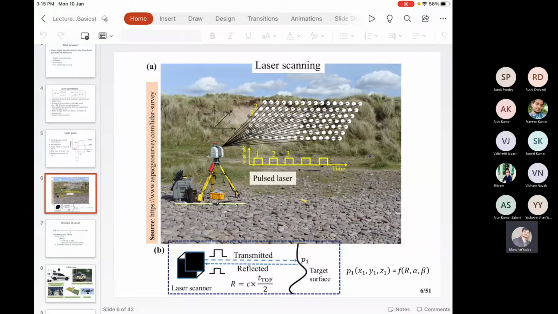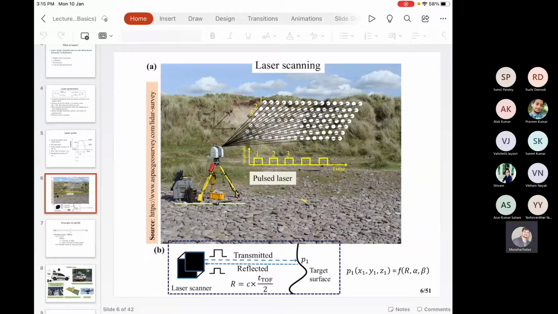So we discussed the basic concept of LiDAR, like how the laser is generated and how we can define a laser pulse. Further, we discussed what happens when you initiate a LiDAR instrument. If you see in figure A, after initialization of the LiDAR instrument, laser beams are fired.